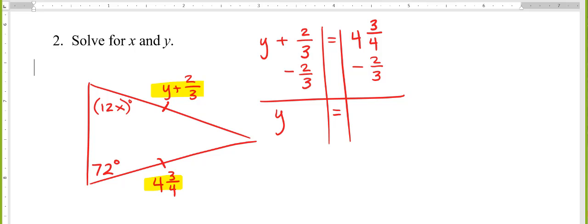So if I want this one to turn into 12ths, and I want this one to turn into 12ths, 4 times what gives me 12? 3. So I also need to do that up at the top. 3 times 3. So the new numerator becomes a 9. I'm going to cross this out. I get 4 9/12.